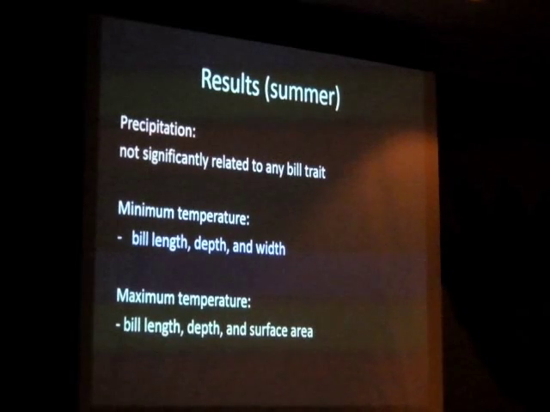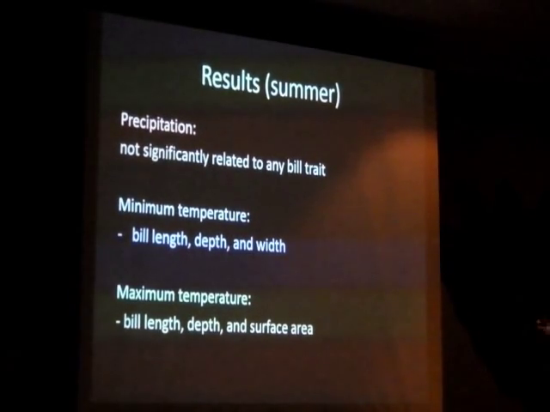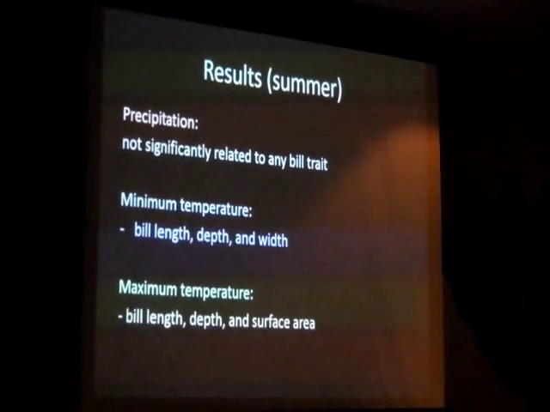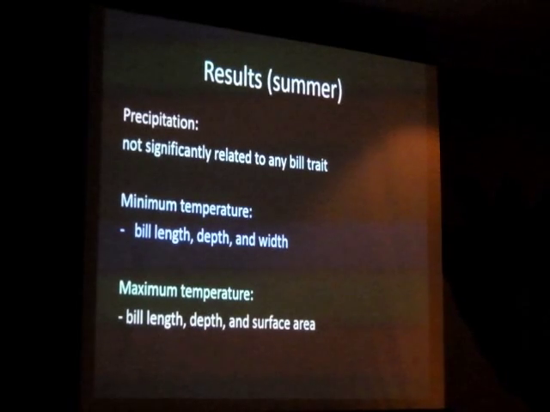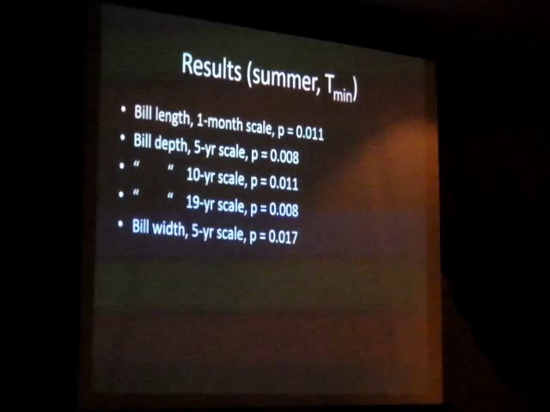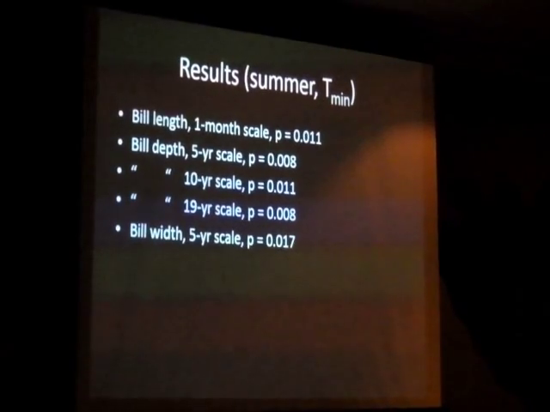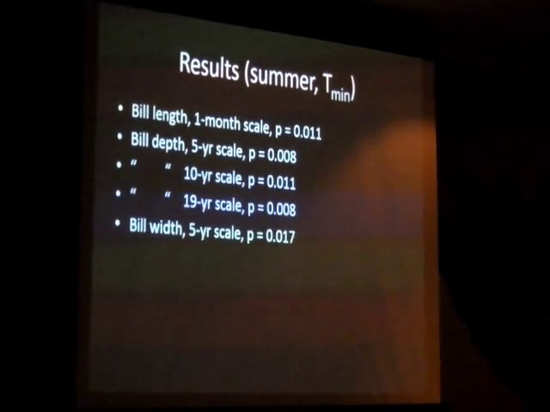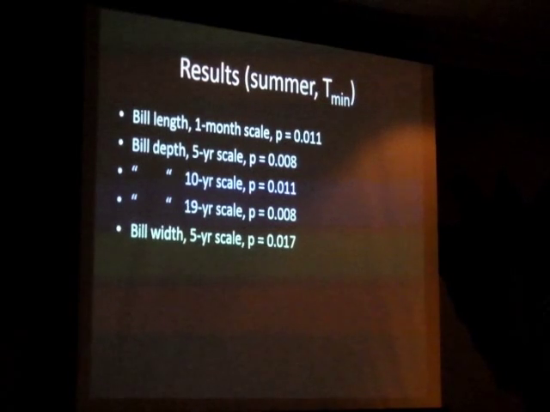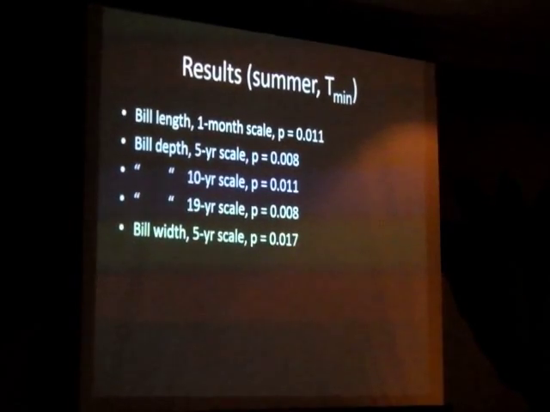We found minimum temperature and maximum temperature were both related to bill traits. They both are related to length and depth, but differ in whether they're related to width or surface area. So if we zoom in again, summer and minimum temperature, we see that minimum temperature is significantly related to bill length at the 1 month scale, that really short plasticity type scale. It's related to depth at all of our longer term scales, 5, 10, and 20 years. And it's related to bill width at the 5-year scale.